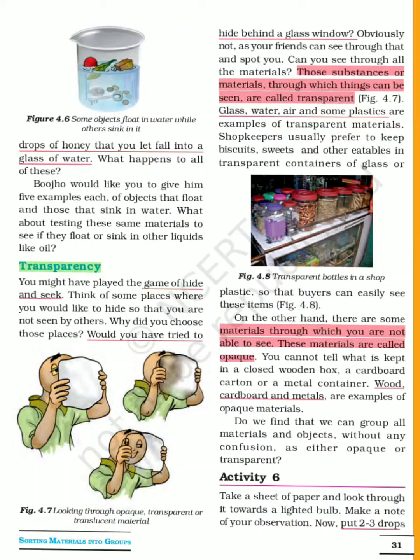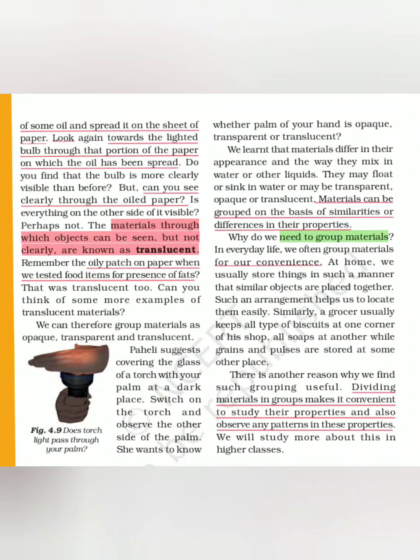On the other hand, there are some materials through which we cannot see at all, and these materials are known as opaque. Examples are wood, cardboard, metals, etc. The third type of materials are translucent materials, and these are the materials through which objects can be seen but not clearly. For this, you can perform an activity.